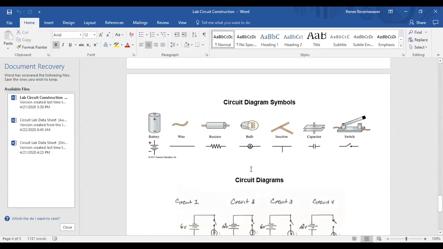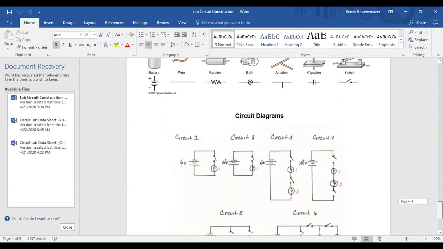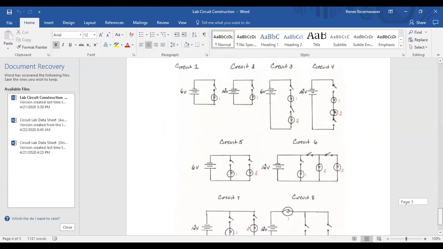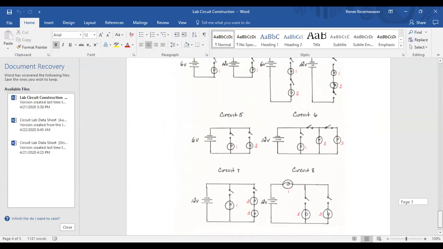So here's our circuit diagram symbols, all right? So instead of drawing the battery as it is, this is our symbol for a battery. Instead of a wire, you just draw a straight line, then a resistor, a light bulb, a junction where two wires come together, and capacitors. If we have time, I'd love to teach you about capacitors. And then there's our symbol for a switch, just like it looks. So instead of drawing these actual things, when we draw circuits, we draw circuit diagrams. If you scroll further down, you'll need this page. Here are 8 different circuits that you're going to build in this lab.